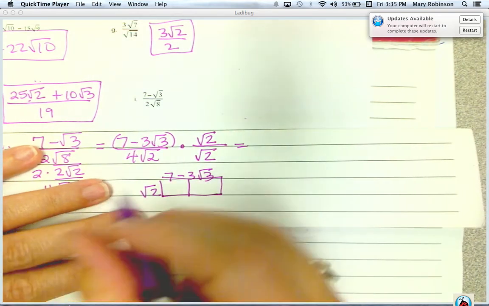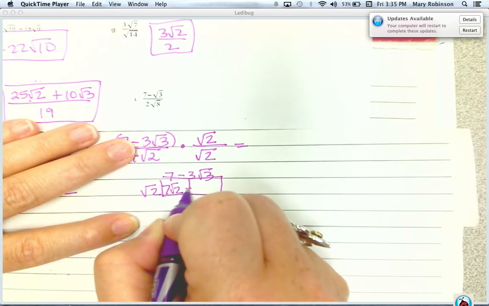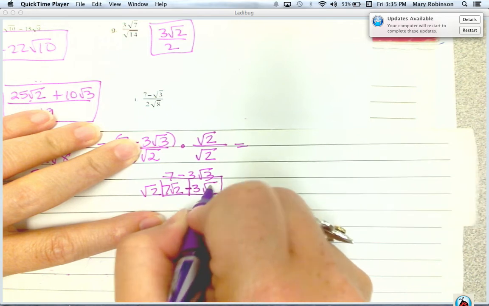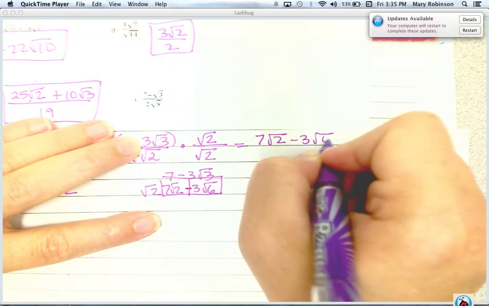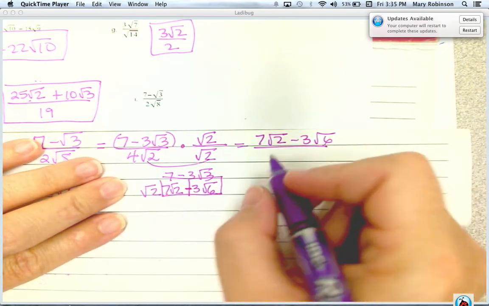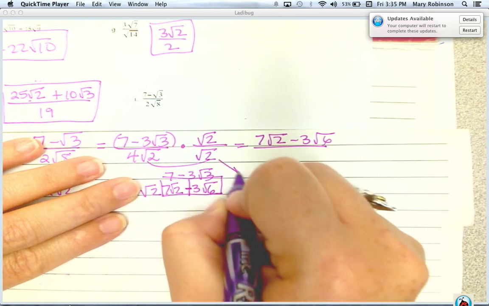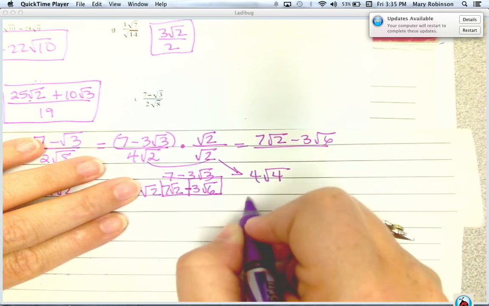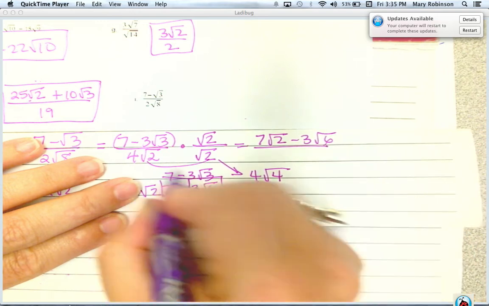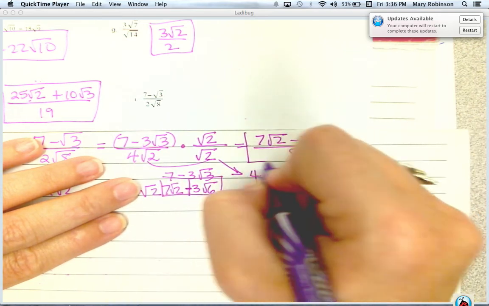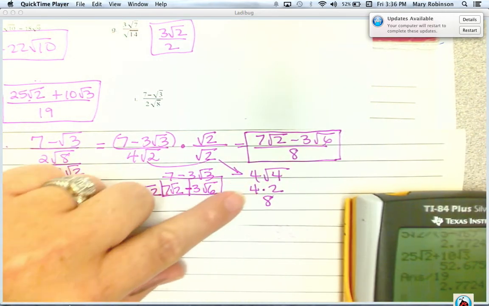Alright, so when we multiply these two terms, we get 7 square roots of 2 minus 3 square roots of 6. So that'll be my numerator. And then on the bottom, when we multiply 4 square roots of 2 times the square root of 2, we get 4 times the square root of 4, but the square root of 4 is 2, so 4 times 2 is 8. You could also put that in your calculator because remember you should always be trying to achieve a rational denominator, a rational number in your denominator.